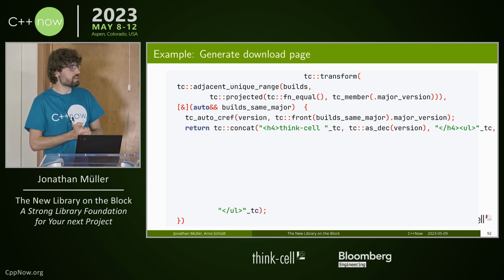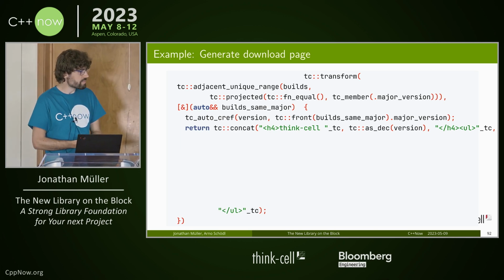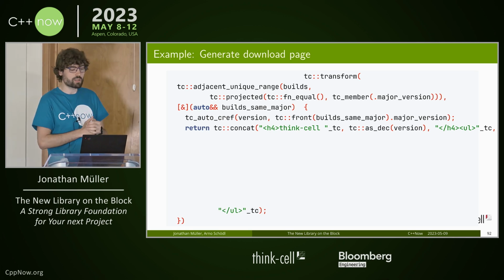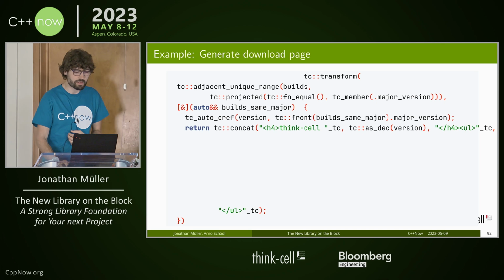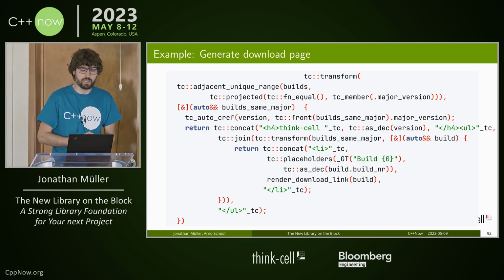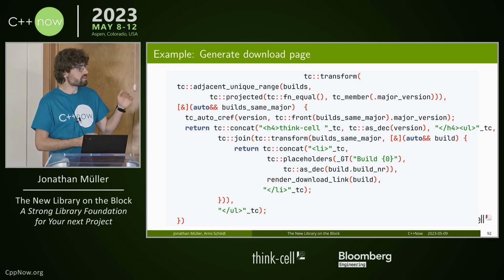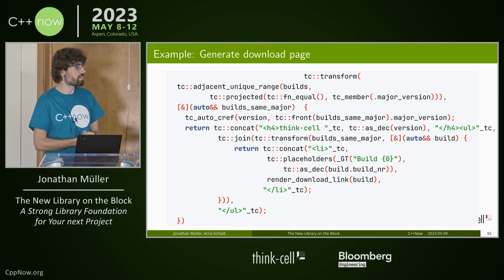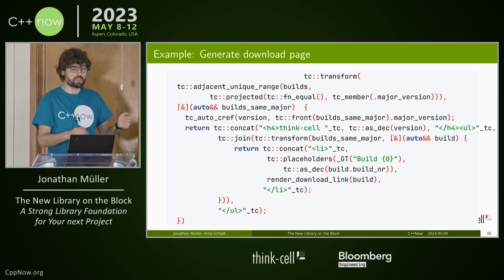We then extract that major version. We just pick the first one, get the version out of it, and want to get the HTML. So we do some formatting using concat. We create the header, which contains the version number as decimal, and then the list elements. So we need to then process each individual element. So we want to transform them into HTML representation, again using concat, placeholders with some macro for internationalization, insert the build number, and then render the download link. The entire thing is then joined into a single character range that is returned.